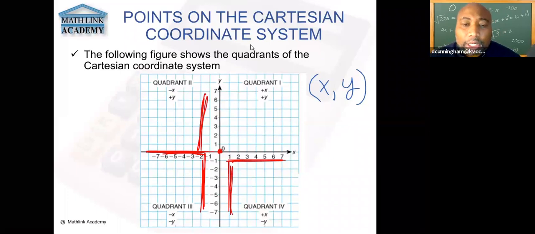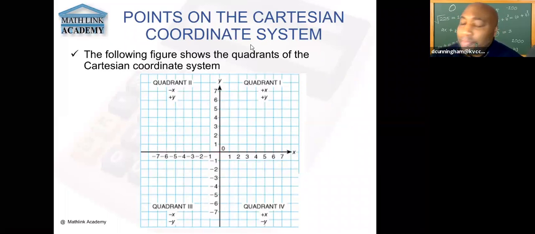So those are things you want to know by heart and get to know how to do. Again, what you want to do is know how to plot points. So let me give an example, and then I'm going to show you some more examples on the next slide.